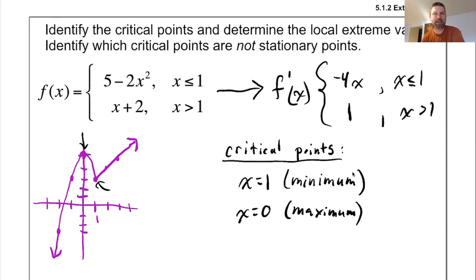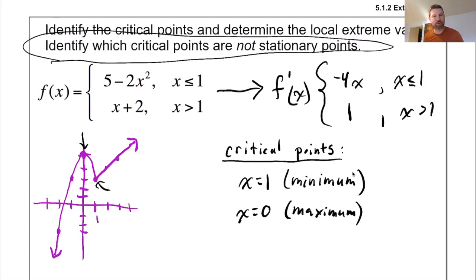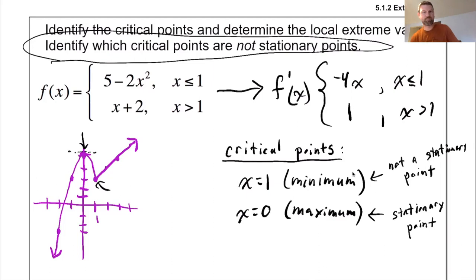Depending on your question, they may ask you to identify which critical points are not stationary points. Stationary points are, again, where the derivative is equal to 0. If the derivative is undefined, then it's not a stationary point. So those are both critical points. Out of those, only one of them happens to be a stationary point. It is this one, because that's where the derivative is equal to 0. So that's a stationary point. That one's not a stationary point. There we go. All right, let's try one more.